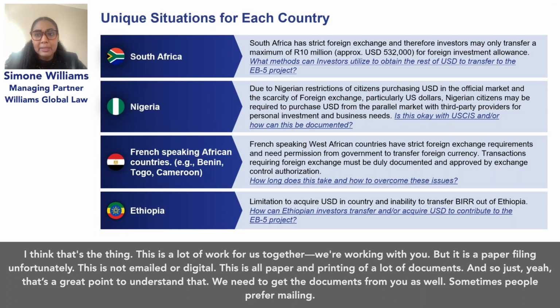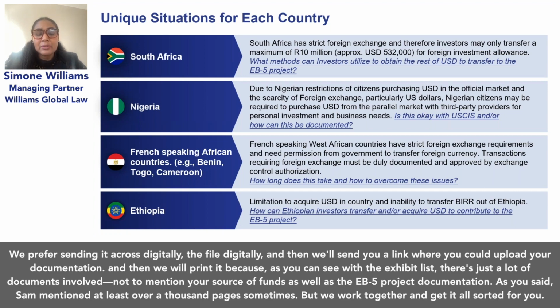Sometimes people prefer mailing. We prefer sending it across digitally, or we'll send you a link where you could upload your documentation, and then we will print it. As you can see with the exhibit list, there are just a lot of documents involved, not to mention your source of funds as well as the EB-5 project documentation. As Sam mentioned, it could be at least over 1,000 pages sometimes. But we work together and get it all sorted for you.